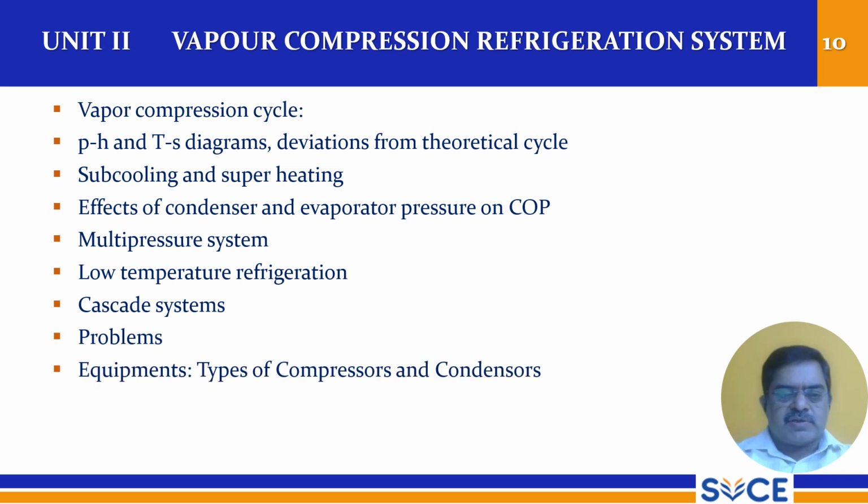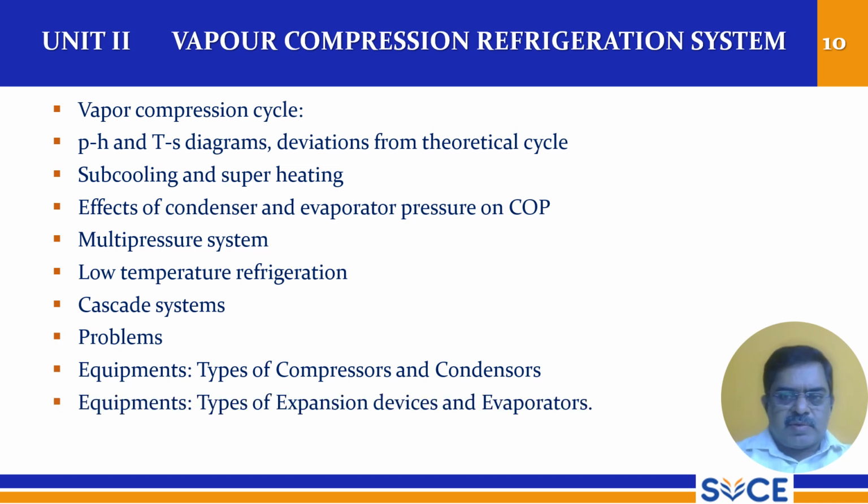And then equipment: types of compressors and condensers, and under the same equipment we are going to see types of expansion devices and evaporators. These are the 4 main components of any refrigerator: compressor, condenser, expansion device and evaporator. These are the 4 very important components of any refrigeration system, and the different types we are also going to discuss in unit 2.